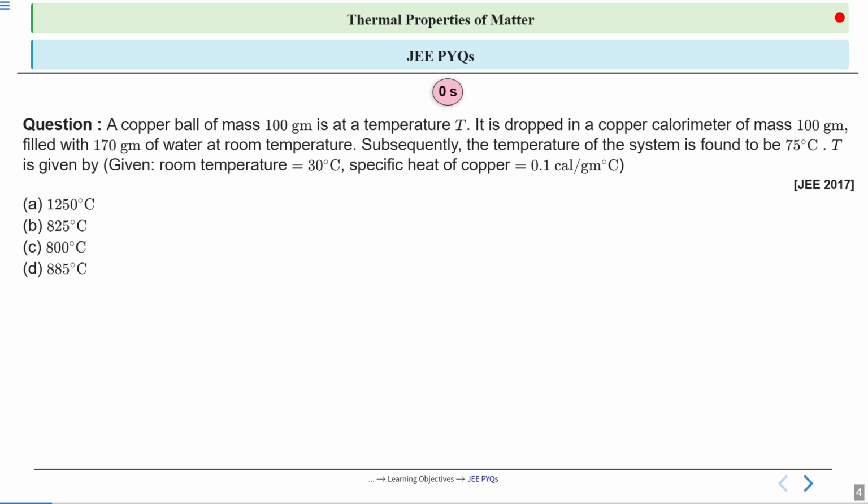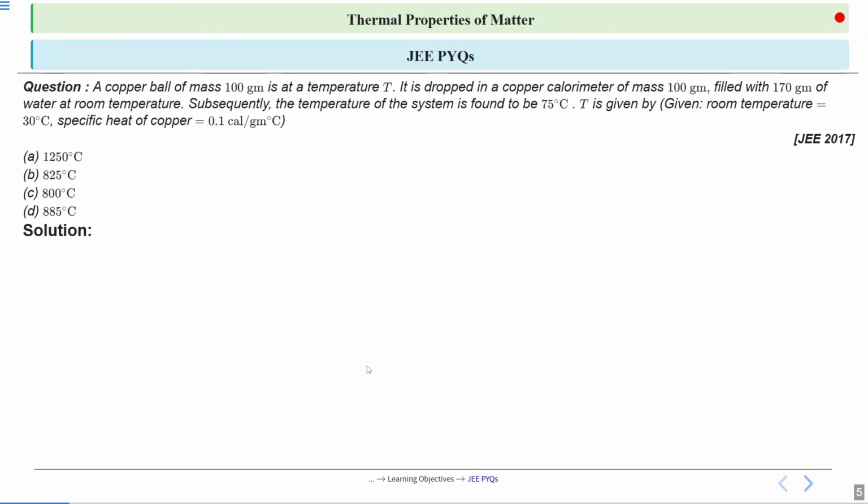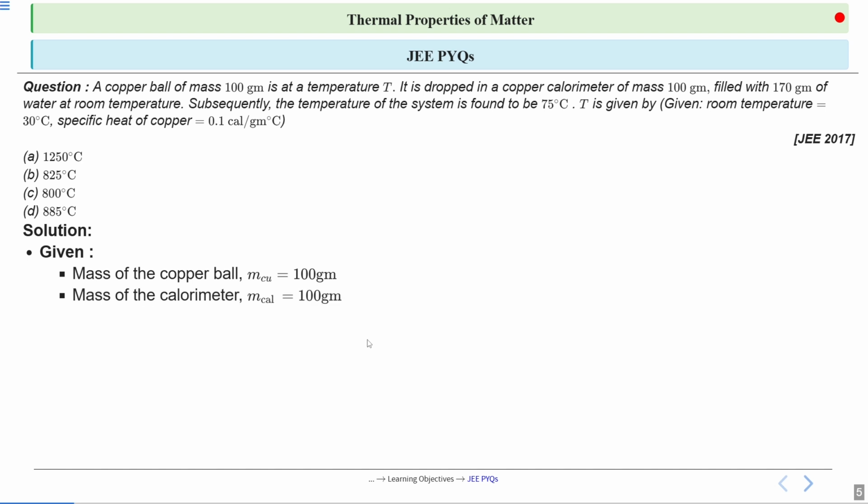Let's see the solution of this question. So, given terms: first, mass of the copper ball is equal to 100 gram. Mass of the calorimeter is 100 gram. Mass of the water 170 gram. Final temperature of the system TF is equal to 75 degrees Celsius.